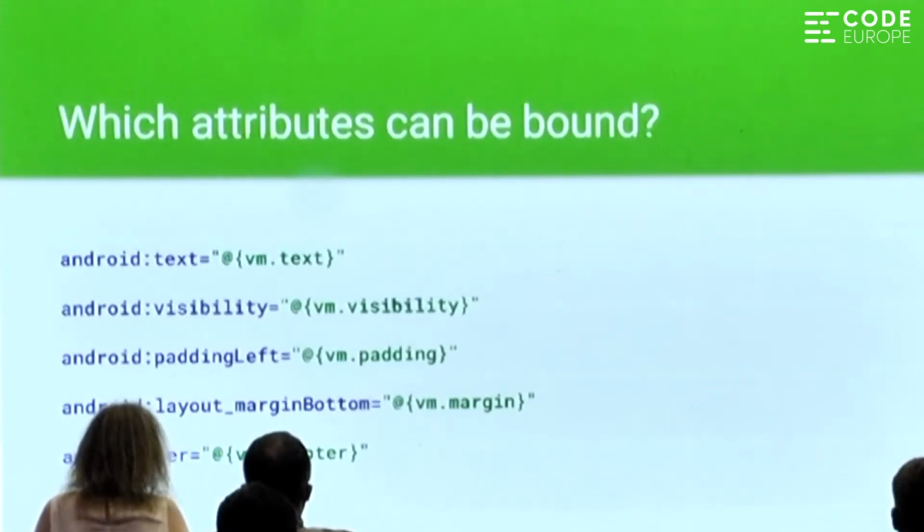So not every standard attribute is supported in the views. With padding left, for example, there is no setPaddingLeft method in the view class. In this case, the data binding library already provides a custom setter, so this works out of the box. But what, for example, with layout margin bottom? This does not work out of the box. What can we do about it?